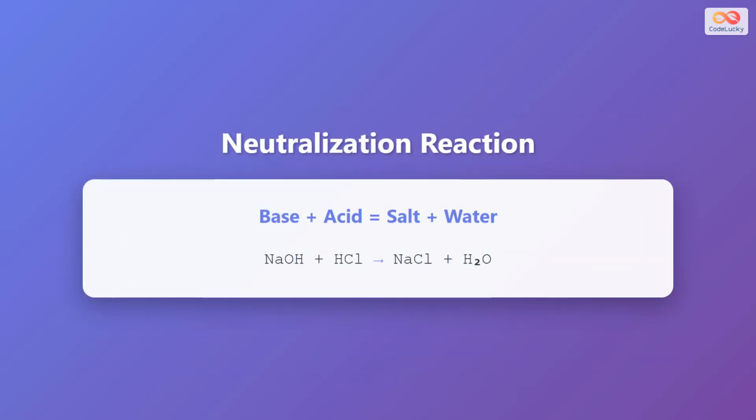The neutralization reaction follows a predictable pattern. When a base reacts with an acid, they produce salt and water. Here's an example. Sodium hydroxide, which is a base, reacts with hydrochloric acid to produce sodium chloride, which is common table salt, plus water. This type of reaction is called neutralization because the acidic and basic properties cancel each other out, resulting in a neutral product.